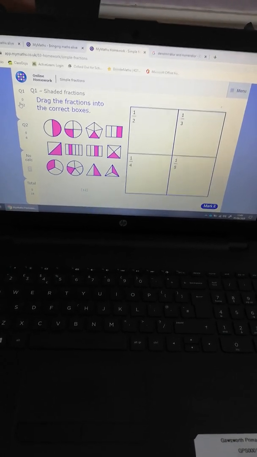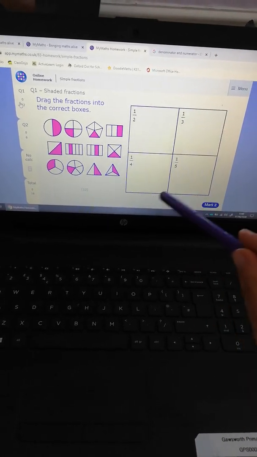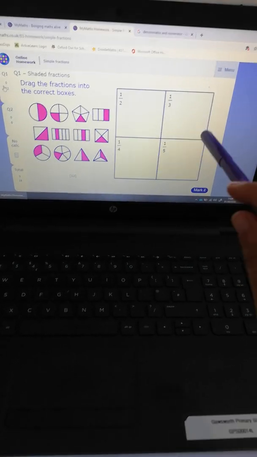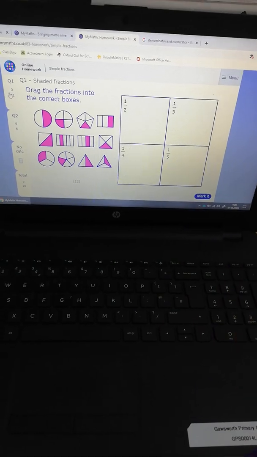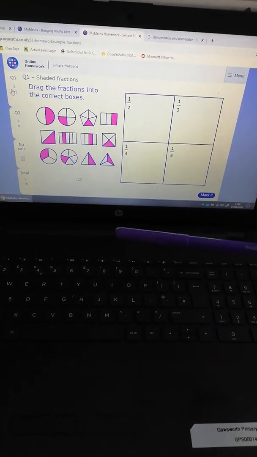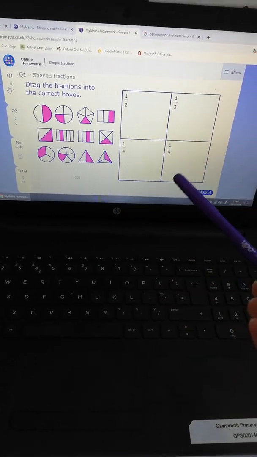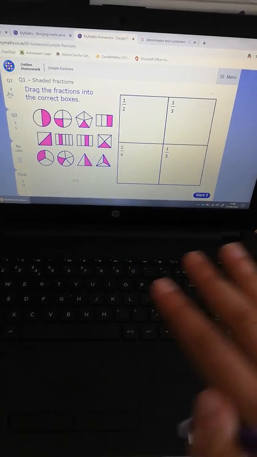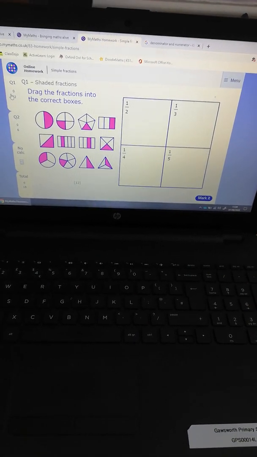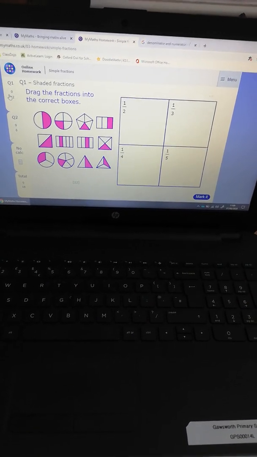How many of those parts are coloured in? These are all unit fractions because their numerators are 1. So we have a half, a third, a quarter, and a fifth. So let's say we go for the fifth. You need to find which shape has 5 parts in total. Doesn't matter whether it's coloured in or not, but in total. And how many of those parts are coloured in.